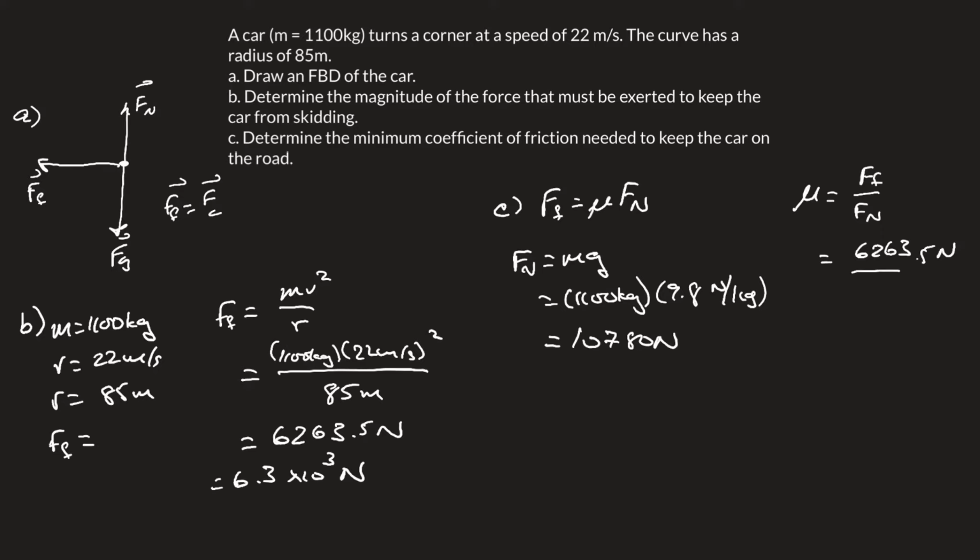Now we can plug in and solve for mu, which is Ff over Fn: 6,263.5 newtons from the previous question, over 10,780 newtons from this question. That leaves us with a mu of 0.58, and there are no units because the newtons cancel. Therefore, the minimum coefficient of friction needed is mu equals 0.58.